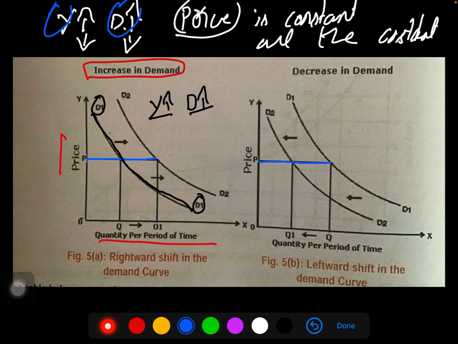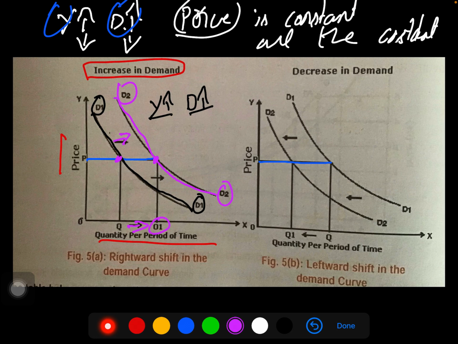So in this case, demand is shifting towards the right side. Whenever demand increases, we'll get the new demand curve. The new demand curve is D2. With this, the quantity also shifted towards the right side. This is the old quantity, which is Q. Now we got the new quantity, which is Q1.